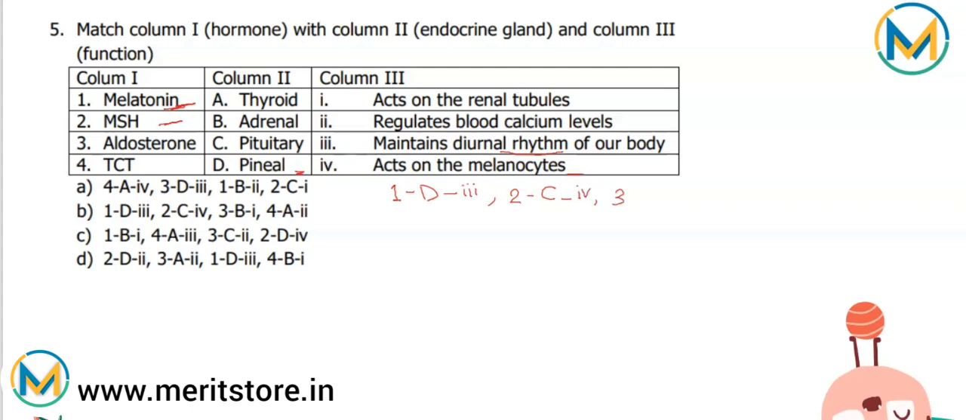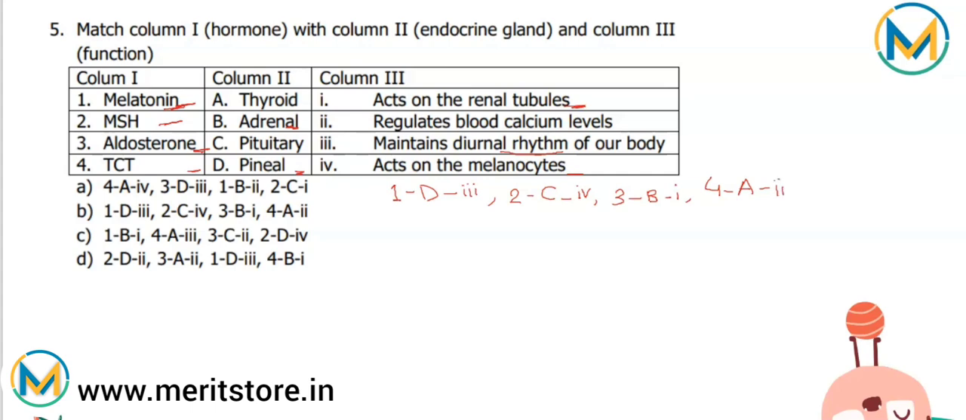Now the third, that's aldosterone. It is released by the adrenal gland. So it's B, and its function is to act on the renal tubule. That's point 1. And the last hormone, that is TCT, thyrocalcitonin. It is released by a thyroid gland. That's A point, and its function is to regulate blood calcium level.